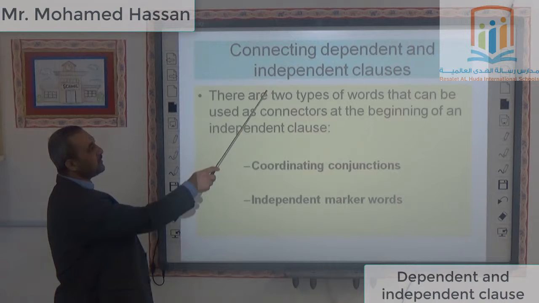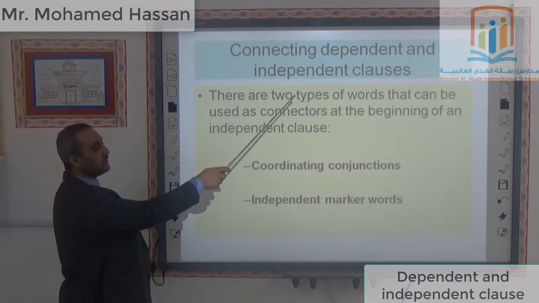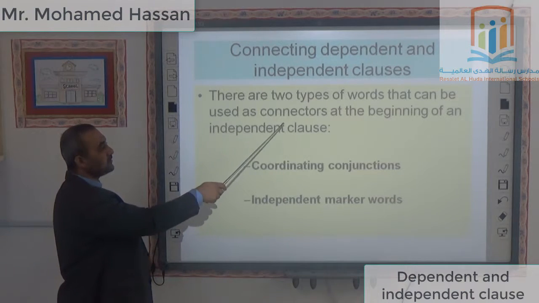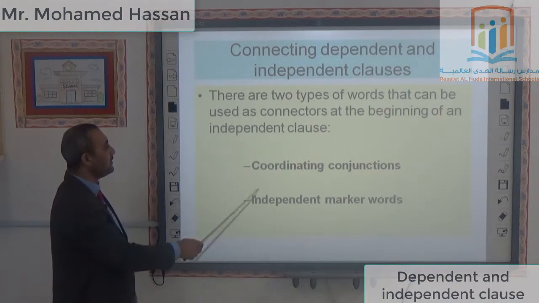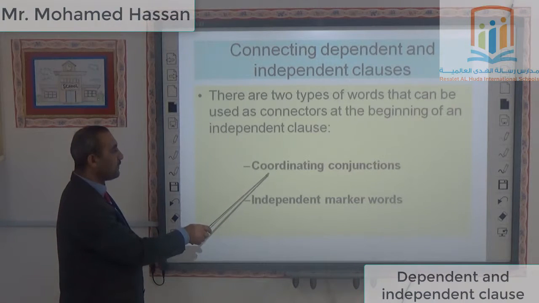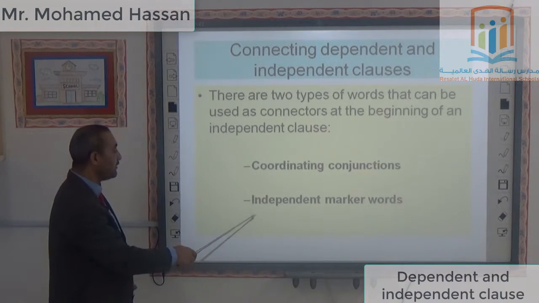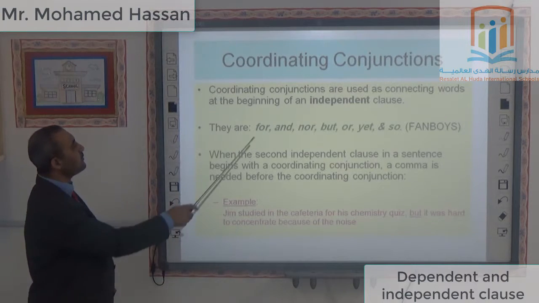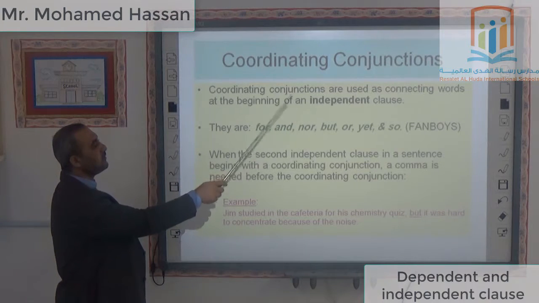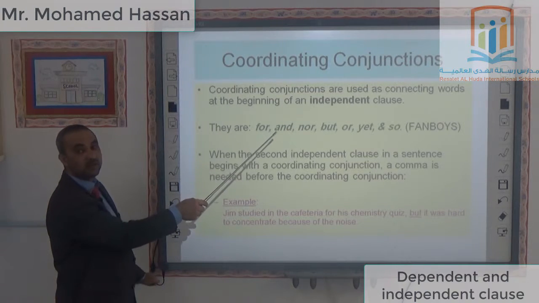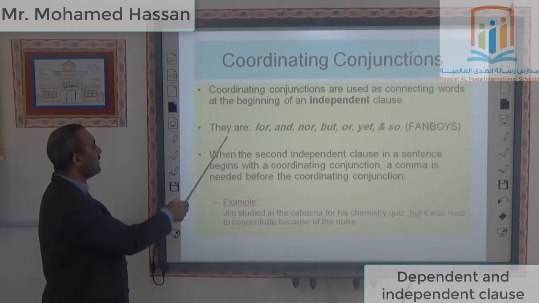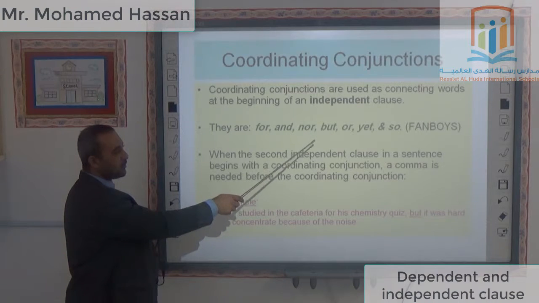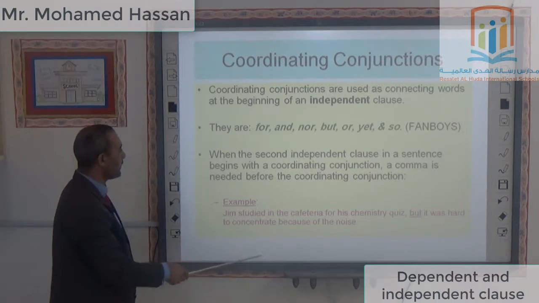Okay? How to connect dependent and independent clauses? There are two types of words that can be used as connectors at the beginning of an independent clause. We have coordinating conjunctions. We have independent marker words. Coordinating conjunctions are used as connecting words at the beginning of an independent clause. They are for, and, nor, but, or, yet, so.